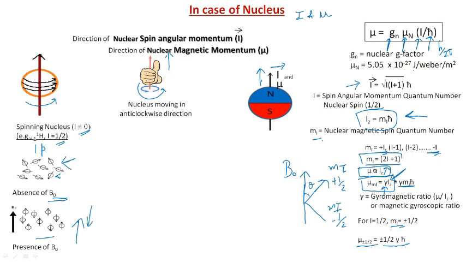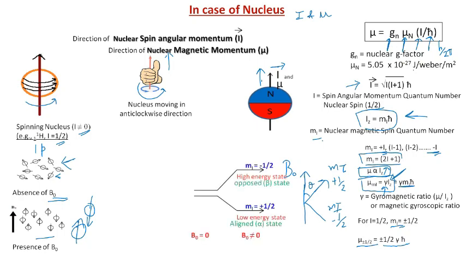it is opposite to the applied magnetic field. The orientation parallel to the applied magnetic field and the orientation opposite to it will generate two different energy states that can be shown here in this figure.